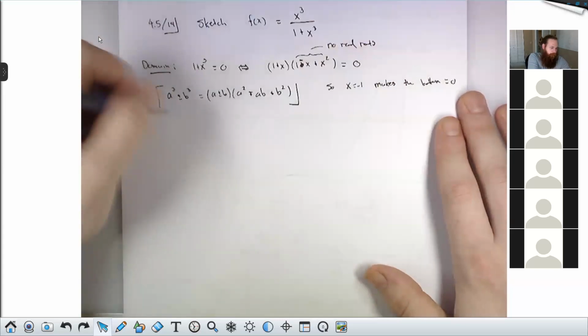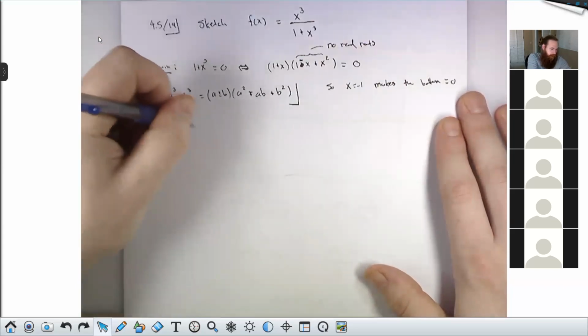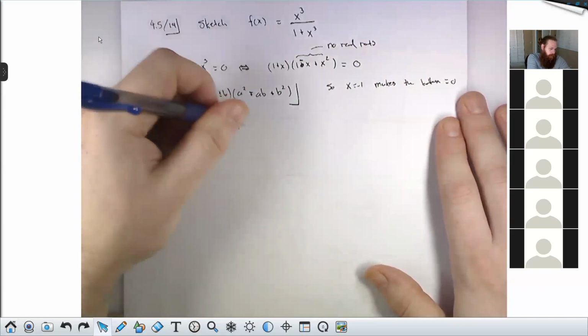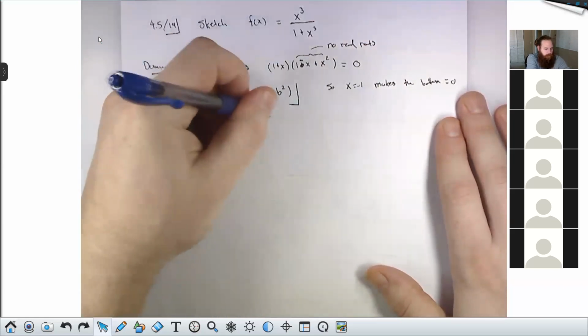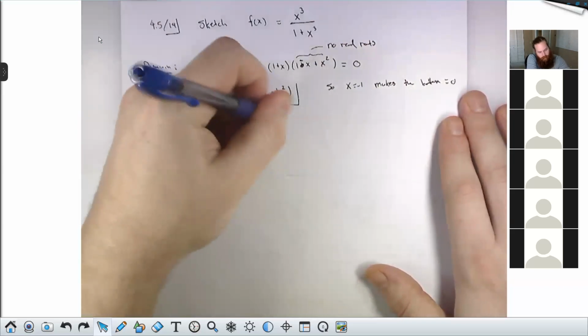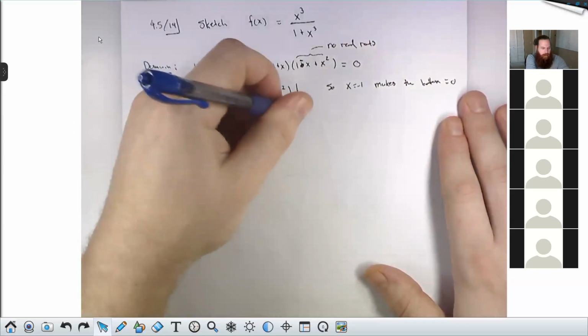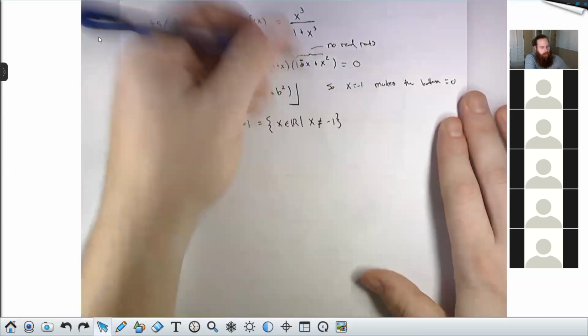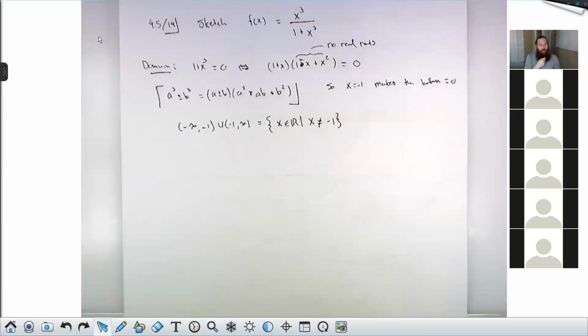So your domain here is negative infinity to -1, unioned with -1 to infinity, or all real numbers except for -1. We would like to look for any symmetries or periodicity, asymptotes, and intercepts before we dig into the calculus stuff.